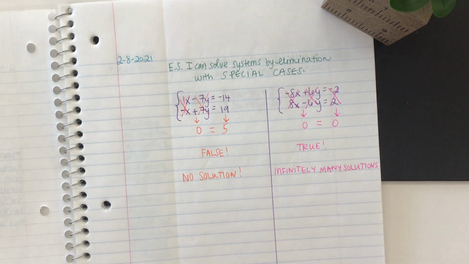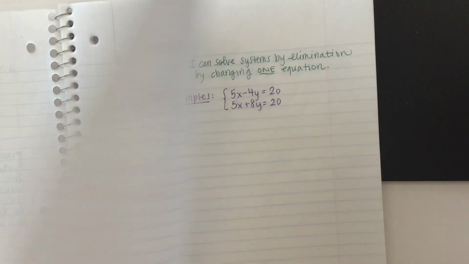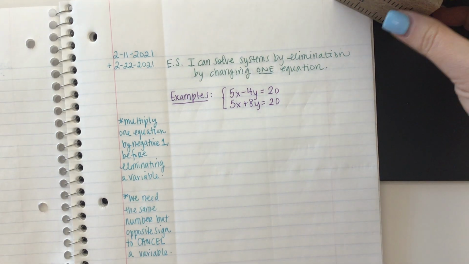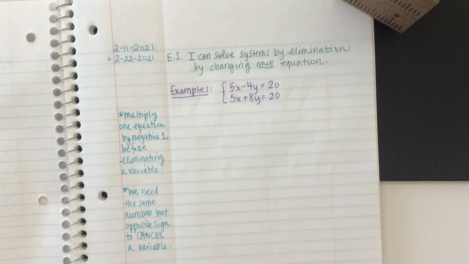So this is what happens. You'll either get one solution where you have x equals and y equals, you'll get no solution where you get a false statement once you cancel, or you get infinitely many solutions where you have a true statement if everything cancels out, and at the end you get something like 0 is equal to 0. All right, moving on. So again, our standard is the same. Our essential statement does change.